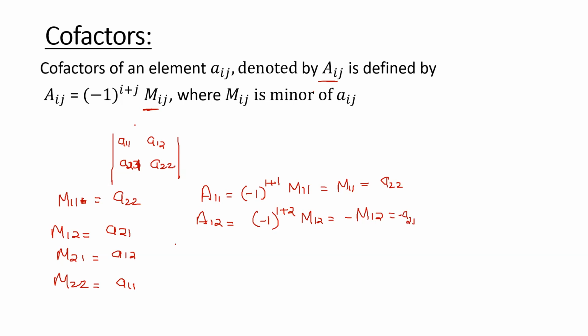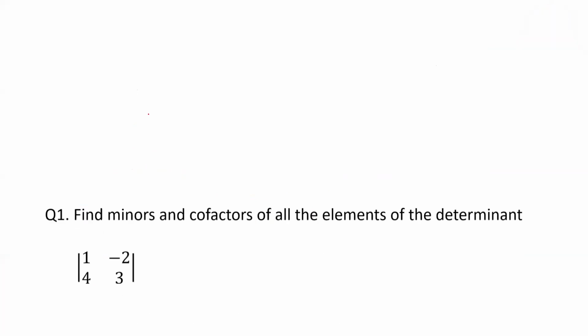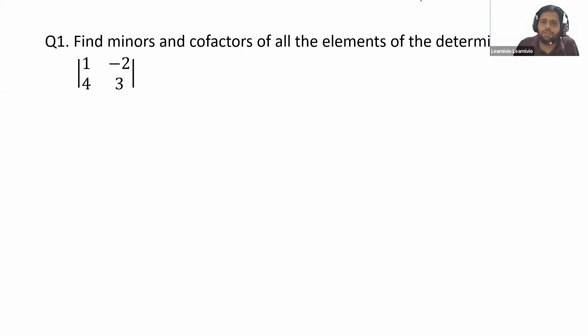Okay, sir, like first row will have plus sign, second row will have minus, then third row will have plus sign again, like that? No, a complete row does not have the same signs. It depends on these numbers. If the sum of these two numbers is even, then this will remain positive. If the sum of the numbers is odd, then it will become negative. Okay, so please note down this definition, then we will try a question on the basis of this. Okay, very good. Now find the minor and cofactor of all the elements of this determinant. Please try this.